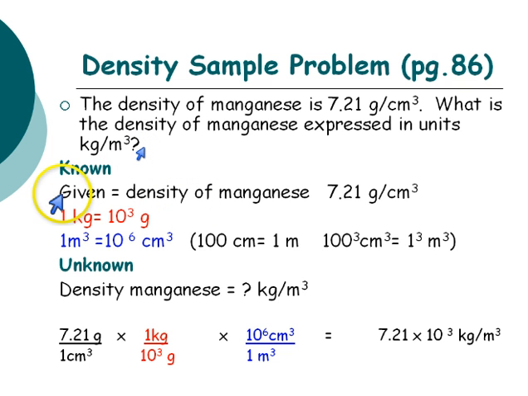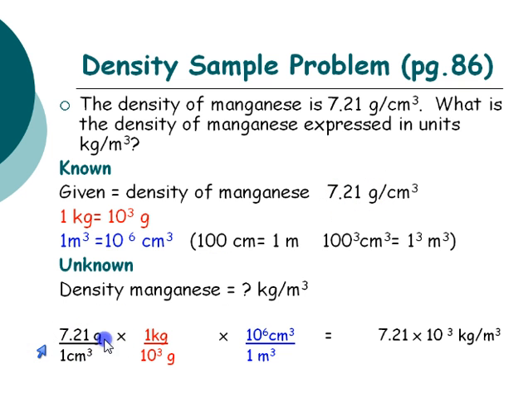Okay, so we're given the density of manganese is 7.21 grams per cubic centimeter. We know 1 kilogram is 1,000 grams. That's one conversion. And 1 cubic meter is 10 to the 6 cubic centimeters. Here 100 centimeters is 1 meter, and if we cube both, it'd be 100 cubed, cubic centimeters. That's how I got that. And this is what we're looking for. So we start with our given, we start with this right here.